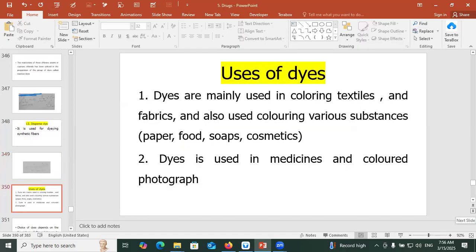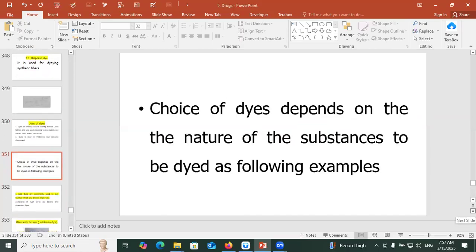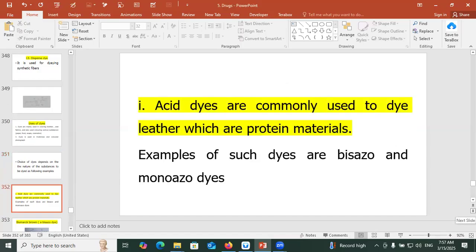Uses of dyes. Dyes are mainly used in coloring textiles and fabrics, and also used in coloring various substances: paper, food, soaps, cosmetics. Dyes are used in medicines and color photography. The choice of dye depends on the nature of the substance to be dyed. For example, acid dyes are commonly used to dye leather, which is a protein material.